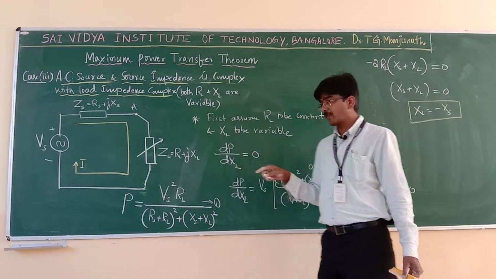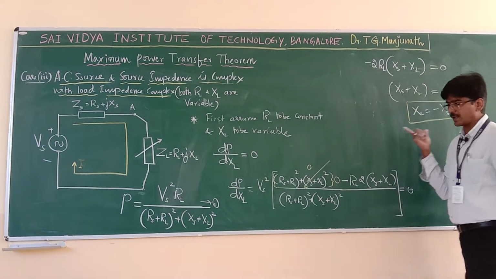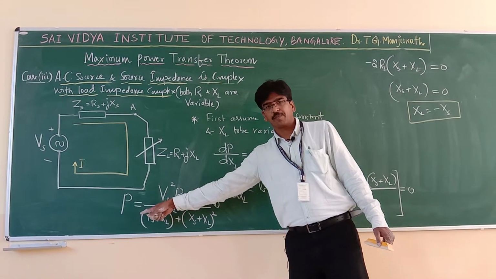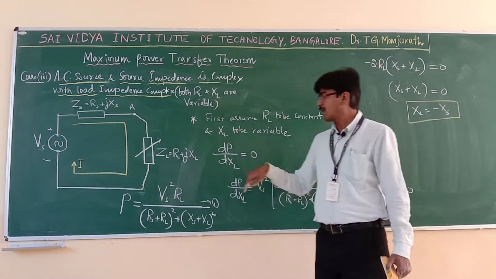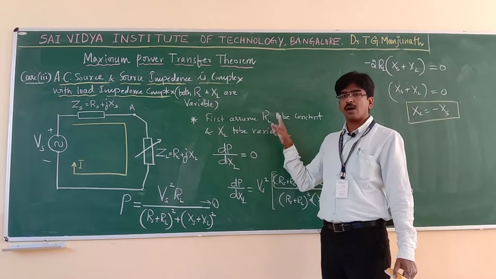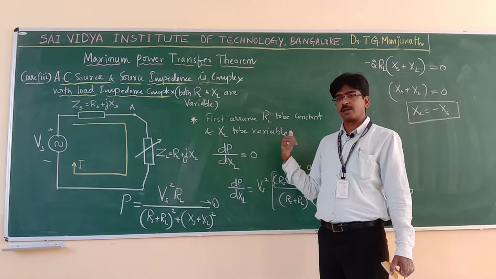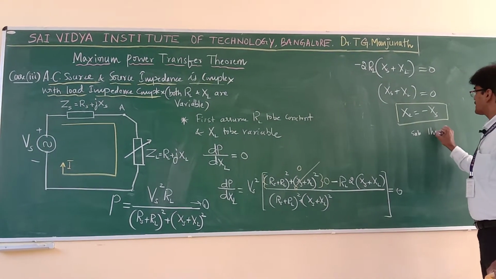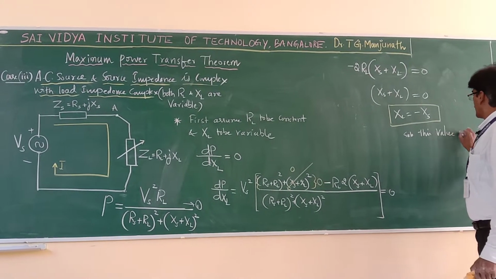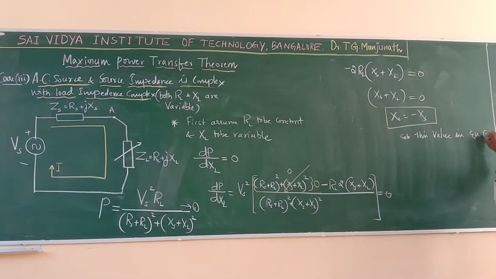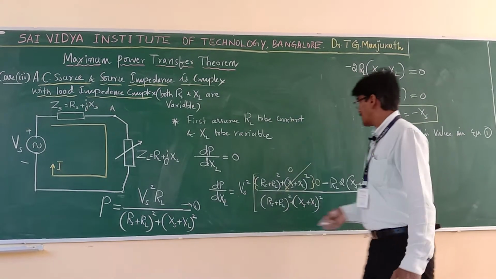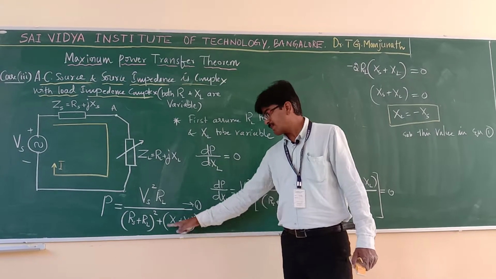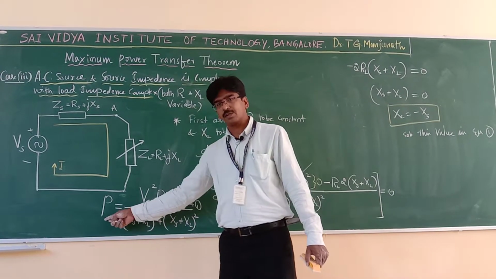Now, what I should do? I have to substitute this condition in this power equation and you will get a new equation of power. That new equation of power, now you have to differentiate with respect to RL, assuming XL to be constant. That is the procedure. Now, substitute this value in equation 1. This is your equation 1. Then, if you substitute here XL equal to minus XS, what happens? This becomes 0. Then, what is the new power equation?